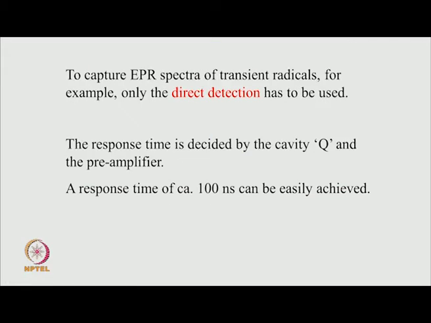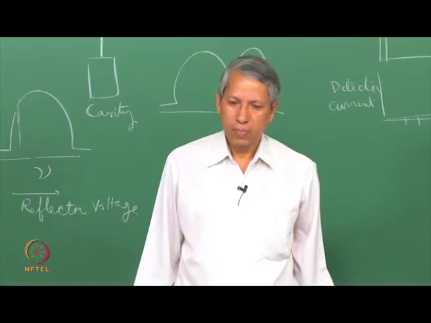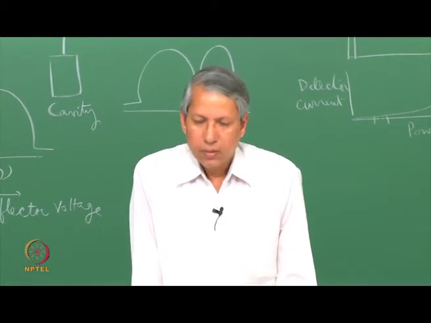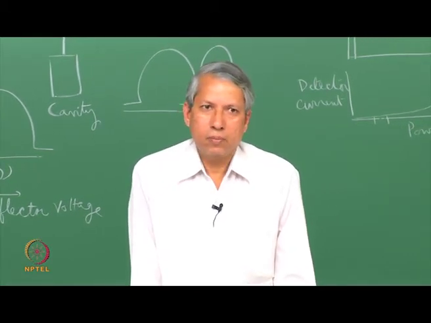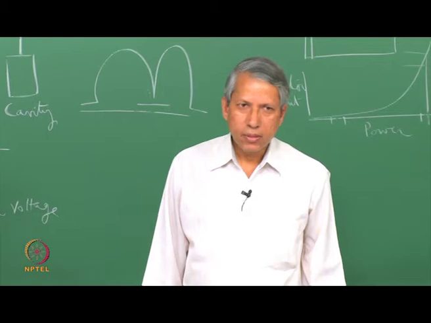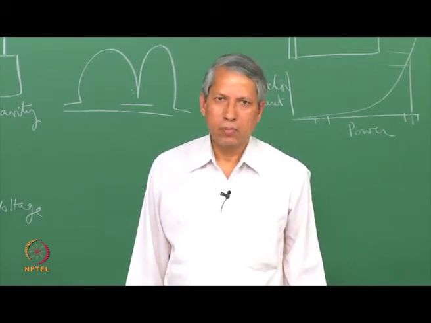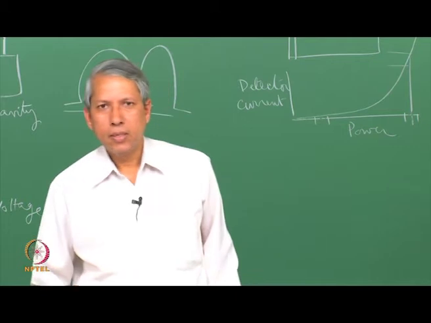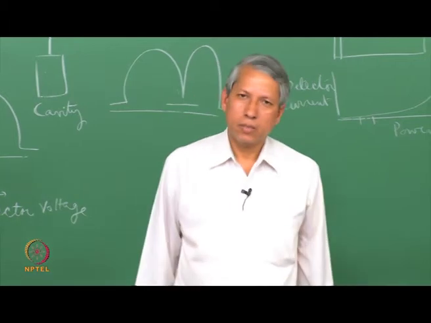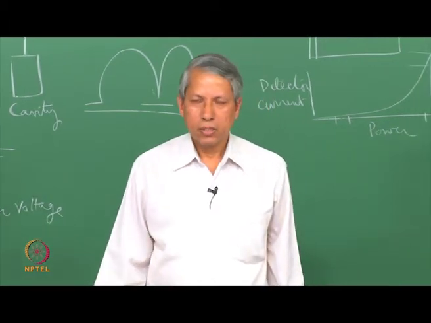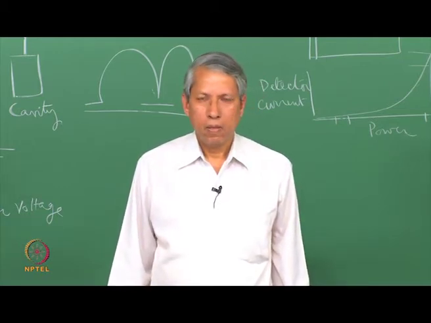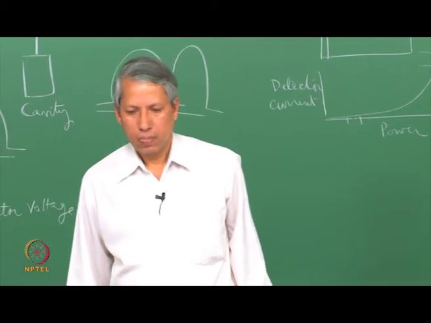Now, this direct detection EPR spectrometer that we have just described does not have very high sensitivity. Nevertheless, it has a very fast response time. So, when one is interested in looking at a transient radical, for example, which does not live for a long time, then this direct detection spectrometer is used. A transient radical can be created by, let us say, pulse laser light; radicals may live for a few 100 nanoseconds to maybe a millisecond. Those are not easy to capture.